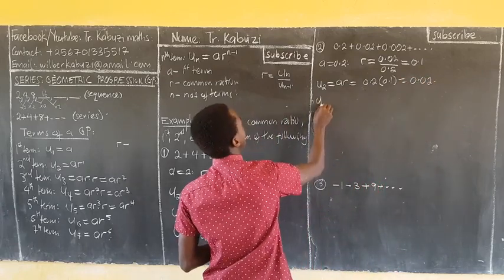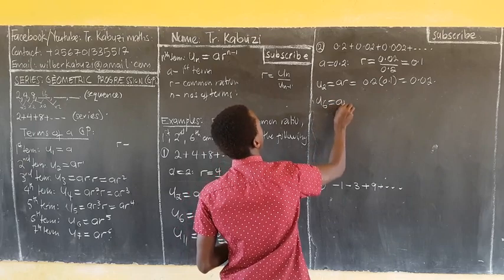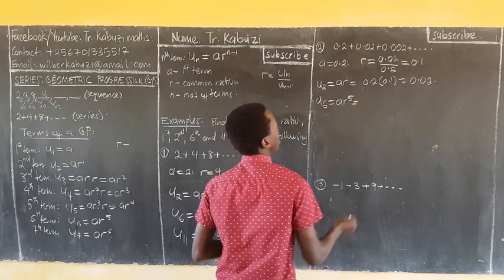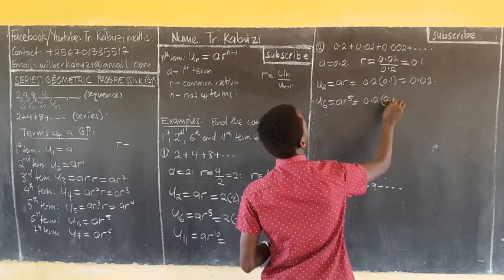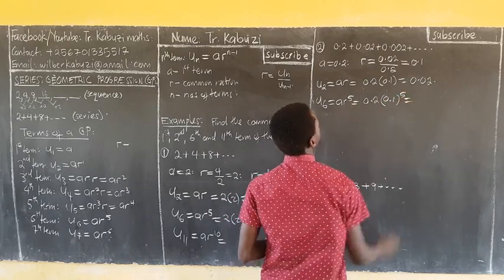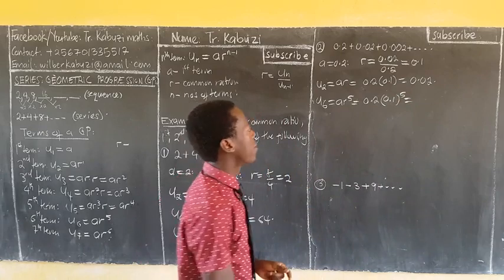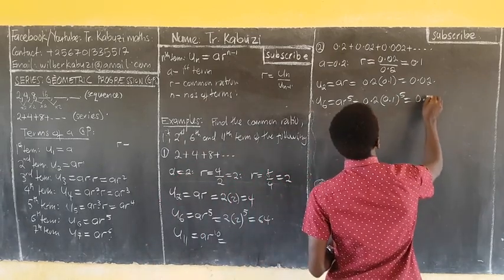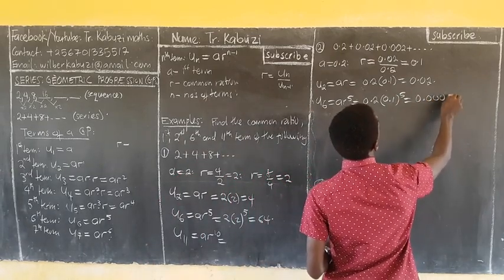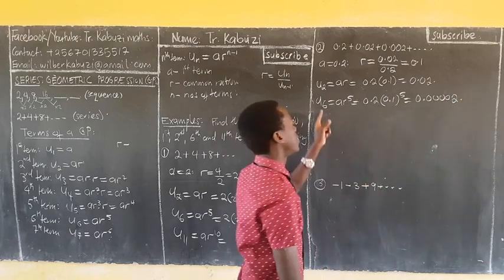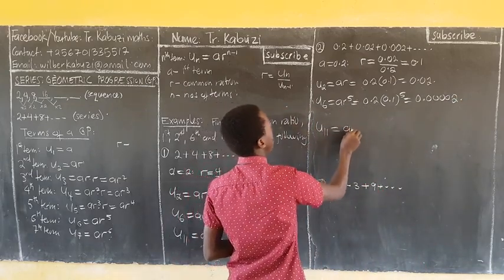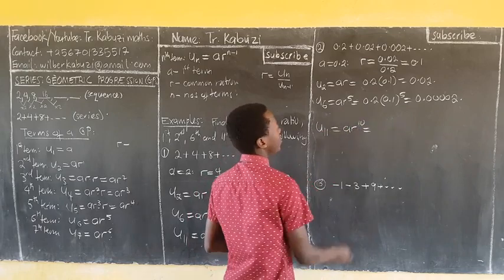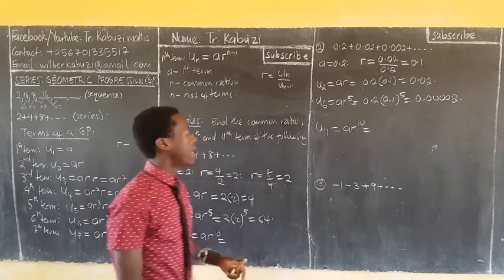When I come to my 6th term, it will be A times R power 5, which will be 0.2 times 0.1 power 5. So if you have 0.1 power 5, then you get 0.00002 as the 6th term. And members, you can now get the 11th term, which will be that. You have A, you have R.